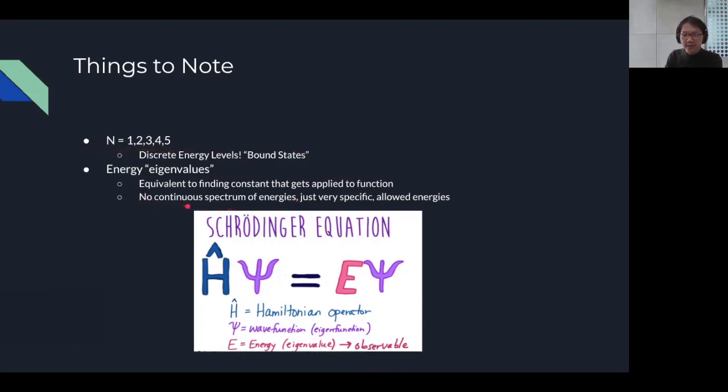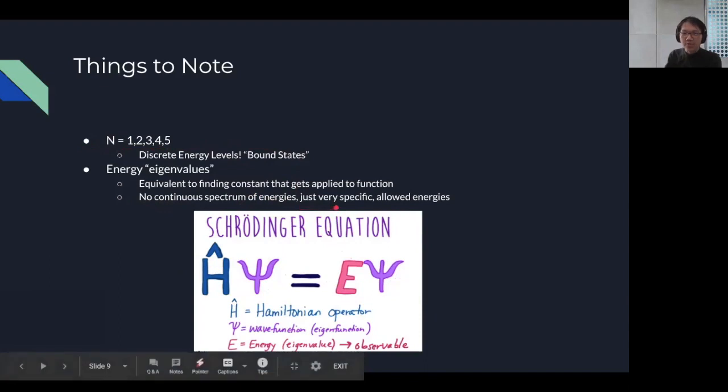So you notice that there's no continuous spectrum of energies. This is very counterintuitive to the real world, where we can say something's hot and it gets warmer and it feels like a continuous spectrum. But in reality, at the quantum level, there are only very specific allowed energies.